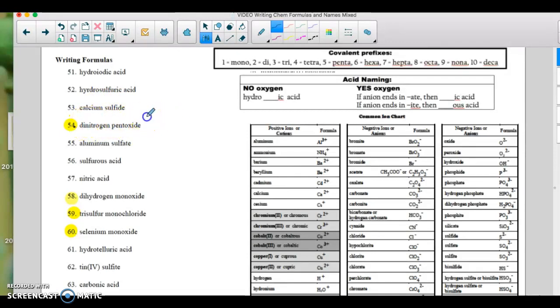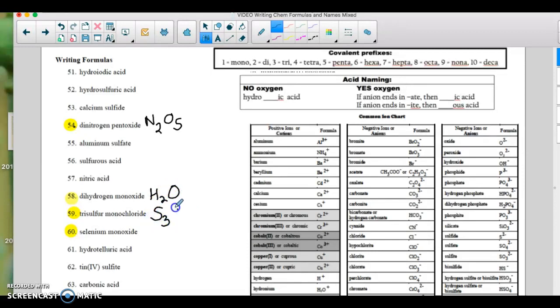So then, no crisscrossing. So dinitrogen literally means 2 nitrogens. Pentoxide means pent is 5 oxygens. So no crisscrossing. You aren't thinking about what group they're in and what charge they have because they don't have a charge. Here we go, dihydrogen. So 2 hydrogens, monoxide. So 1 oxygen. And there's good old water.